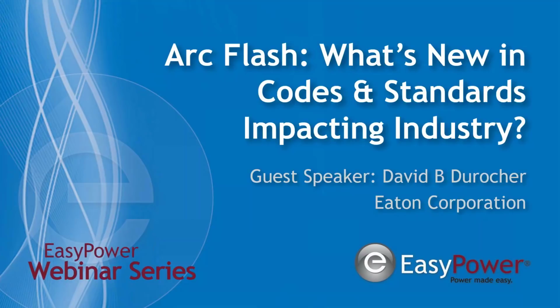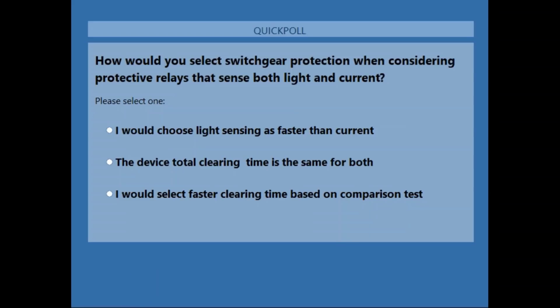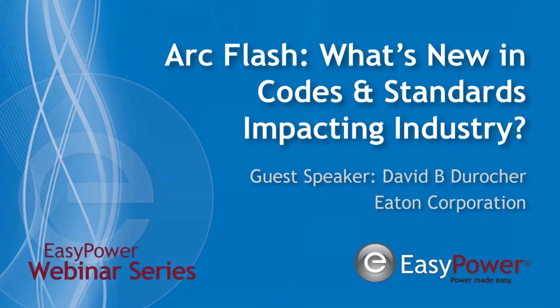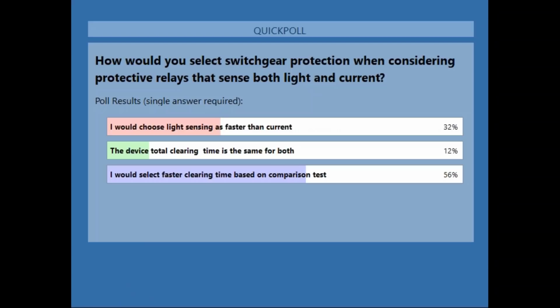So the first is, how would you select switchgear? What criteria would you use to select switchgear protection when considering protective relays that sense both light and current? And if you would indicate your preference or the criteria you would use. So here's how folks weighed in. And again, thank you for the feedback.